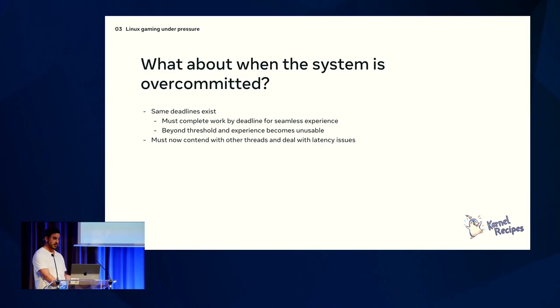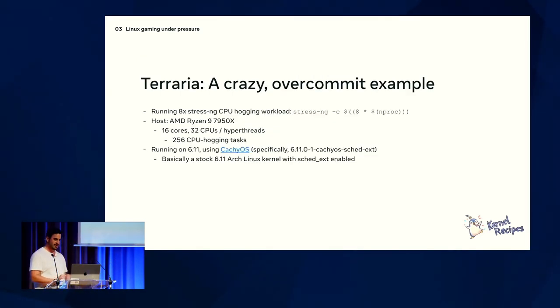And even when the system is overcommitted, you have the same constraints, right? This is a periodic workload, and so if you don't do all of your work by the time GNOME is getting kicked off again by the timer, then you're not submitting a frame, and so nothing's going to happen. And that's where lag comes from in interactive workloads. So, okay, obviously we're going to take a look at what happens if you do crazy overcommit.